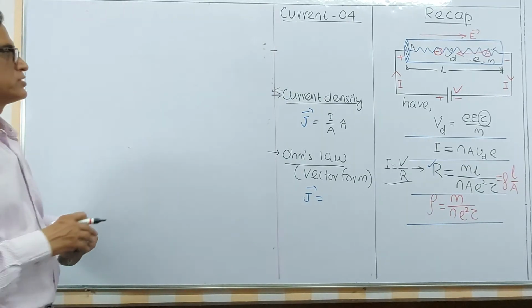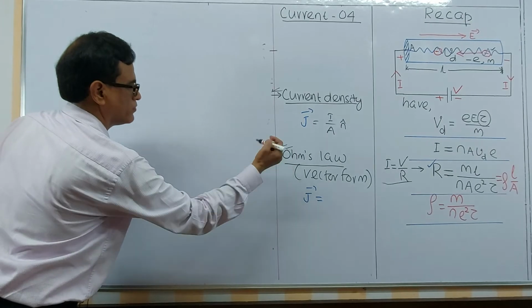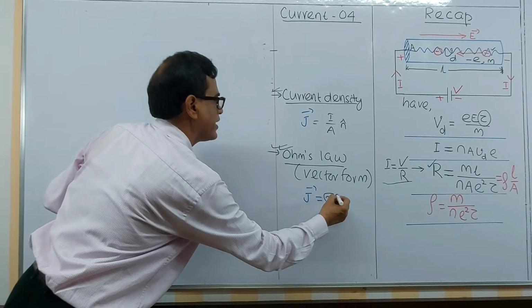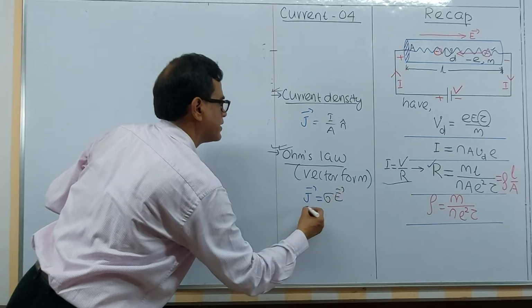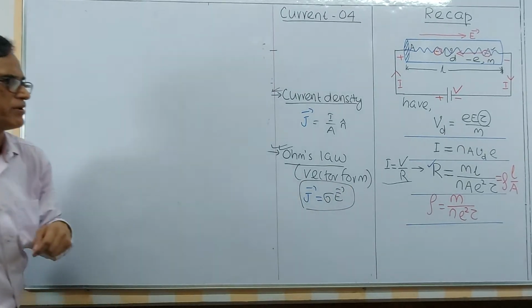Now I am going for this one, Ohm's law in vector form, and I will prove that J equals sigma E. Sigma is the conductivity. I will derive this one now. This is a 3 mark short question, remember.